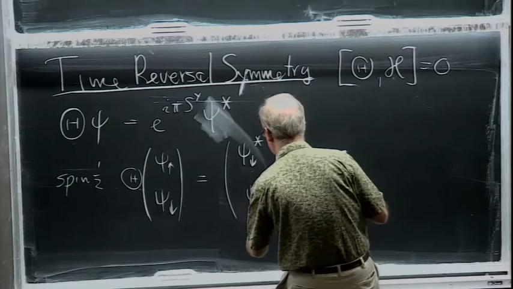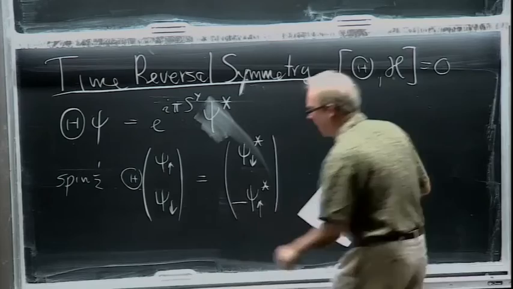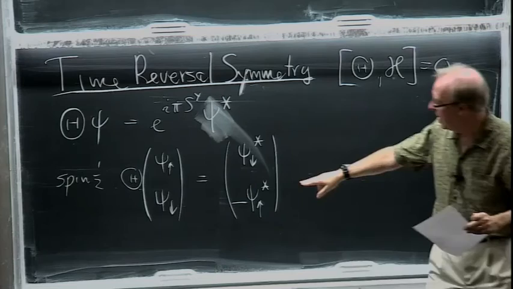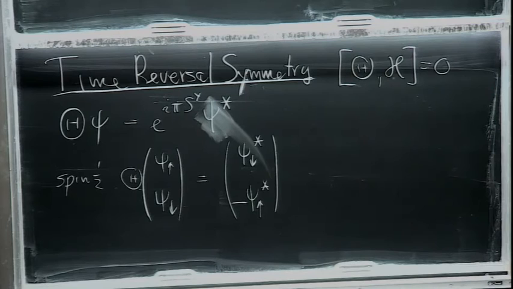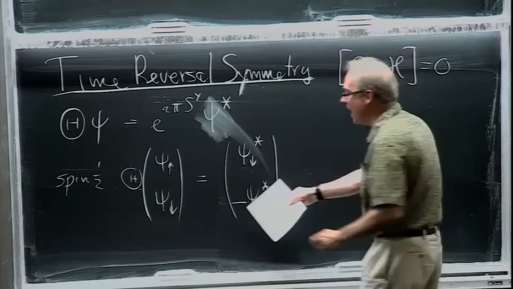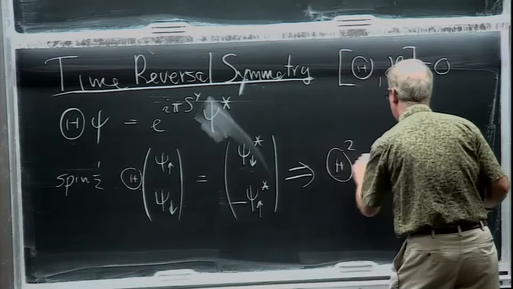But it also does another important thing, which is this minus sign here. Okay, and that minus sign comes again from this pi rotation about the y-axis, and it's actually the same minus sign that you get when you rotate a particle by 2 pi. Okay, when a spin a half gets rotated by 2 pi, you pick up a minus sign. It's the same minus sign showing up here. Okay, my favorite. So this minus sign has the consequence that if you do this twice, it squares to minus 1.